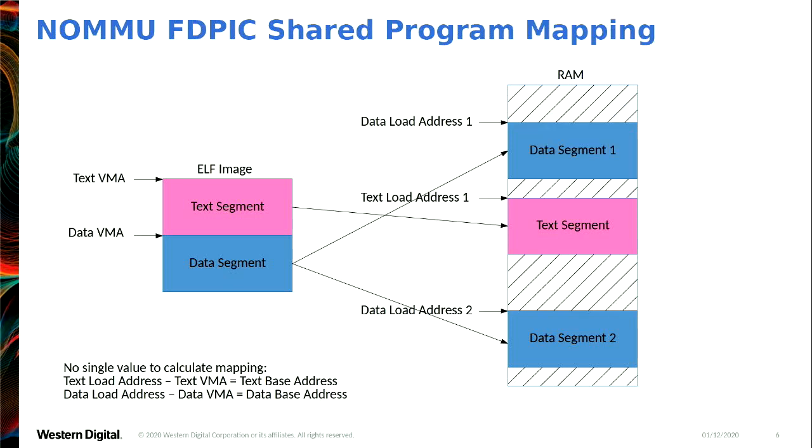So with the FDPIC model, which I'm going to describe soon, we can actually share the text segment between instances of a program. And there is no longer a correlation between the load address of data and the load address for text. And as you can see from this picture here, we could actually insert another data segment for the third copy of the program between the text segment and the data segment number 2.